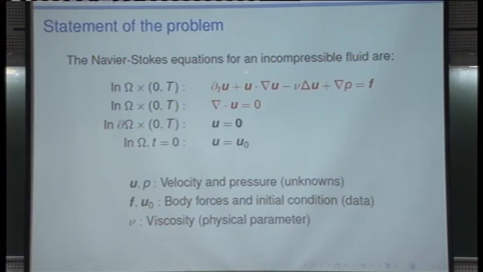So this is an initial and boundary value problem. Okay, so we have evolution in time. And since we have evolution in time, we need not only boundary conditions on the boundary of the computational domain, but also initial conditions at time t equal to 0. Okay, so that is the problem. As it says here, u and p are velocity and pressure, which are the unknowns. f, the right-hand side, the body forces, and u naught, which is the initial condition, are data, and nu is the viscosity, which is a physical parameter.